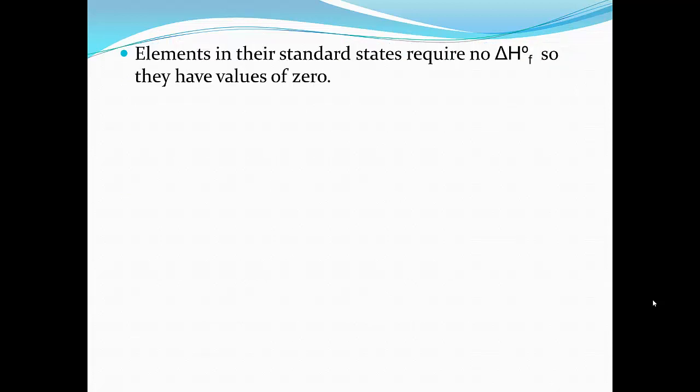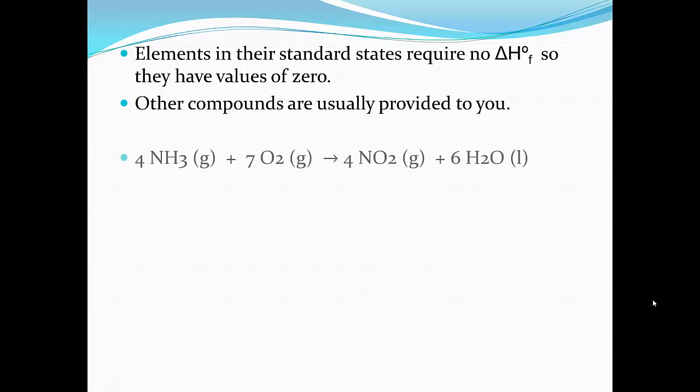A couple rules here. Elements in their standard states require no delta H of formation because they don't need to be formed from anything. So they have values of 0. So for example, oxygen gas would be 0, nitrogen gas would be 0, solid lead would be 0. Anything else is usually provided to you or you're given some way to find it.